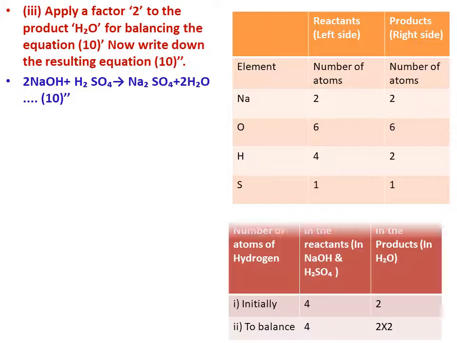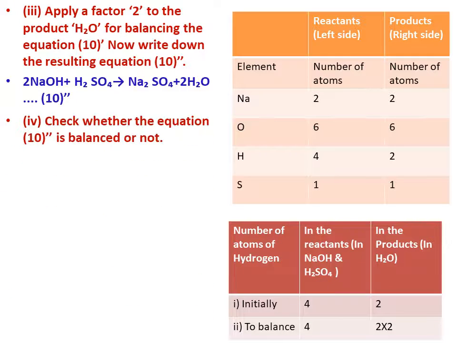Then in the next chart, the number of atoms of hydrogen is balanced here. In the reactants, NaOH and H2SO4, in the products H2O. Here initially there are 4 atoms of hydrogen in the reactants and 2 in the products. Then by balancing, 2 into 2 is equal to 4. So 4, it is balancing.